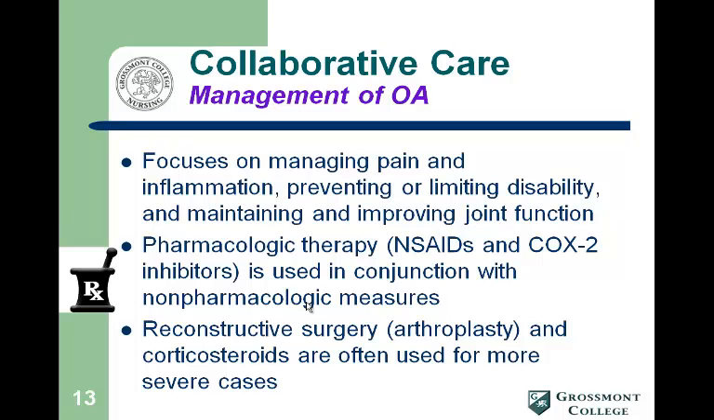So they may also use heat. Heat's going to be more often used than ice, but ice is appropriate when we have acute inflammation. And then with medications, NSAIDs and COX-2 inhibitors, those will be used in conjunction with the non-pharmacologic, like the heat or ice and rest. And then eventually it may lead to reconstructive surgery or arthroplasty, so that's our total knees and our total hips that we see.